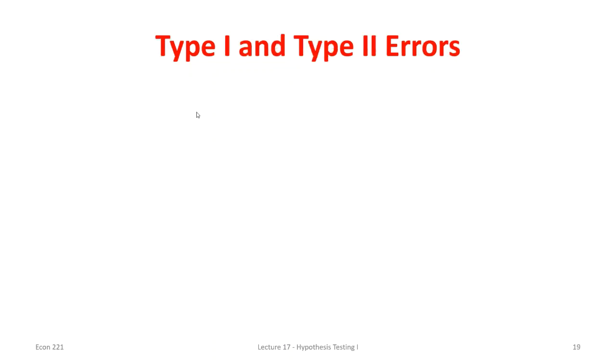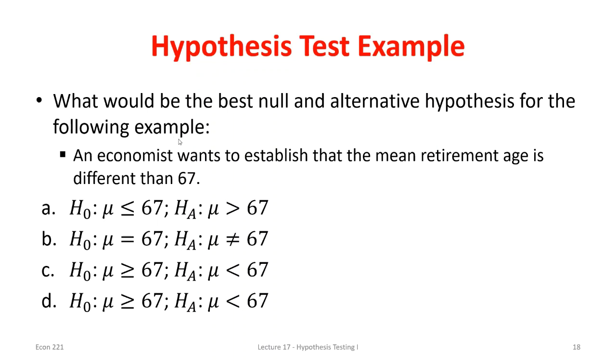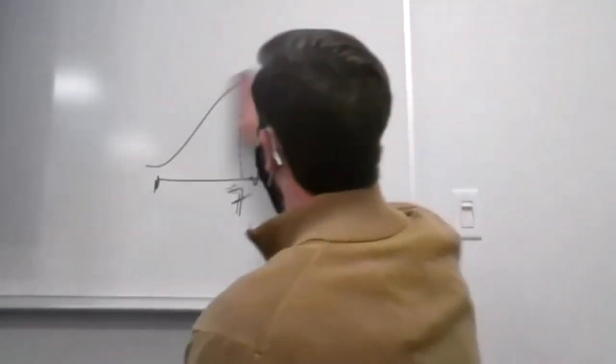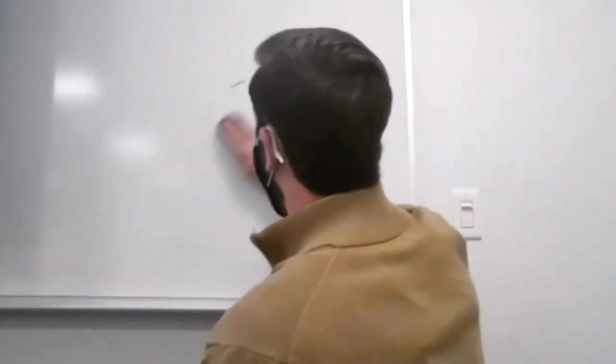All right. Anything else I want to say at this point? Yeah, I'll set us up for this type 1 error discussion. So let's use this idea of is it equal to 67?